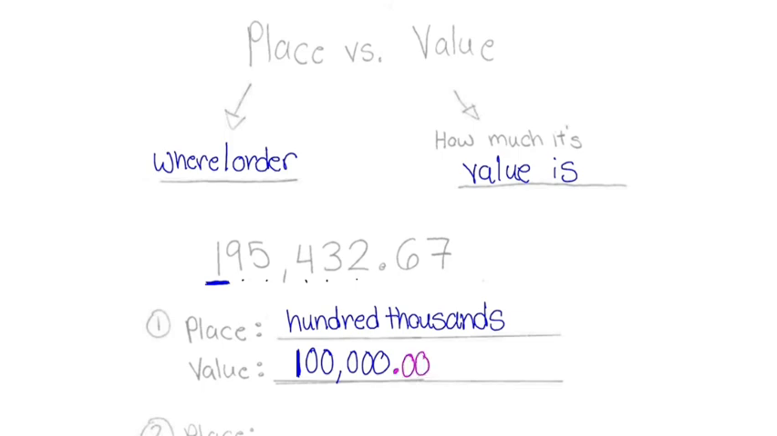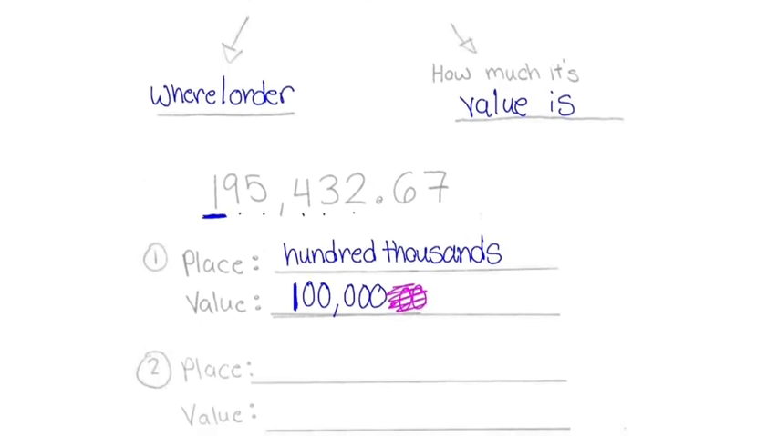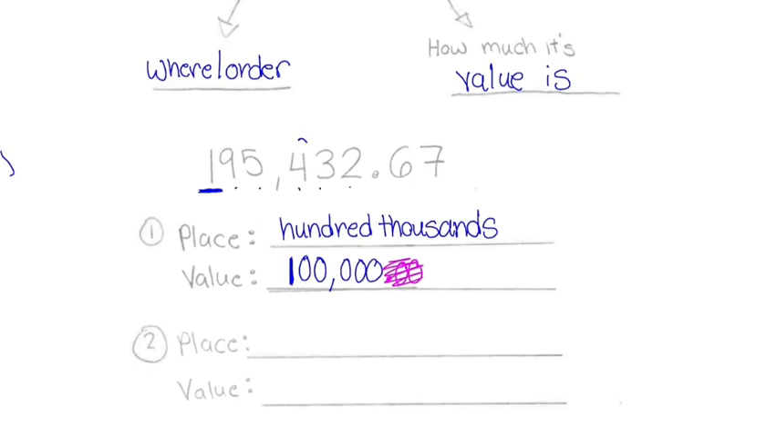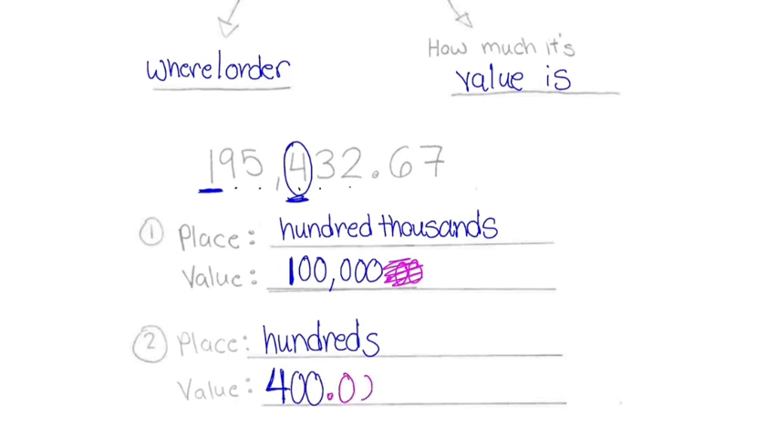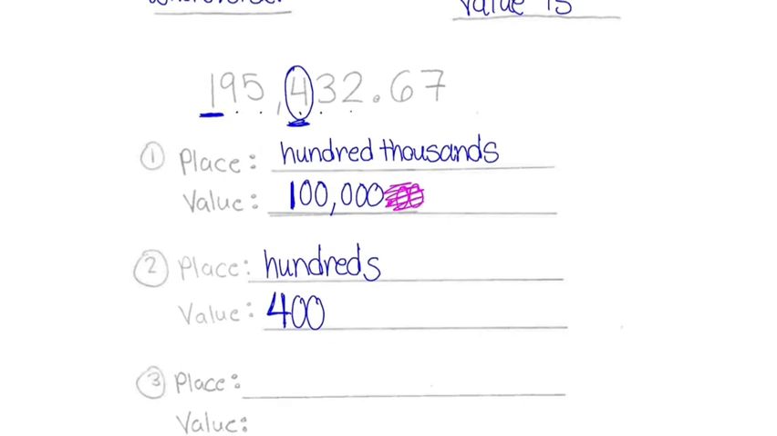Now we're going to get into another number. Now you can put those zeros, but think about with money. Those decimal and 2 zeros don't change the value. Now that 4 is 3 places away from the decimal, so that means it's in the hundreds place. And because there's a 4 in the hundreds place, that's worth 400. Once again, those decimals don't really change the value.